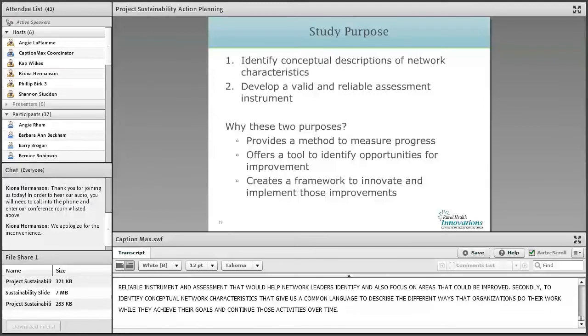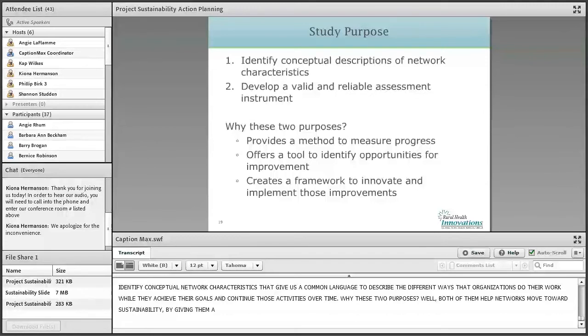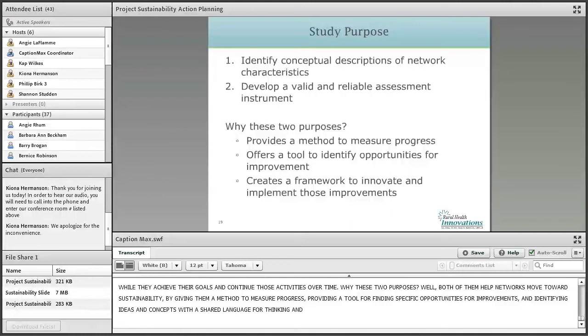And so why these 2 purposes? Well, both of them help networks move towards sustainability by giving them a method to measure progress, providing a tool for finding specific opportunities for improvement, and identifying ideas and concepts with a shared language for thinking and innovating and implementing improvements. Because the network sustainability assessment was developed with direct input from rural networks, many of you, in fact, provided data for this study.